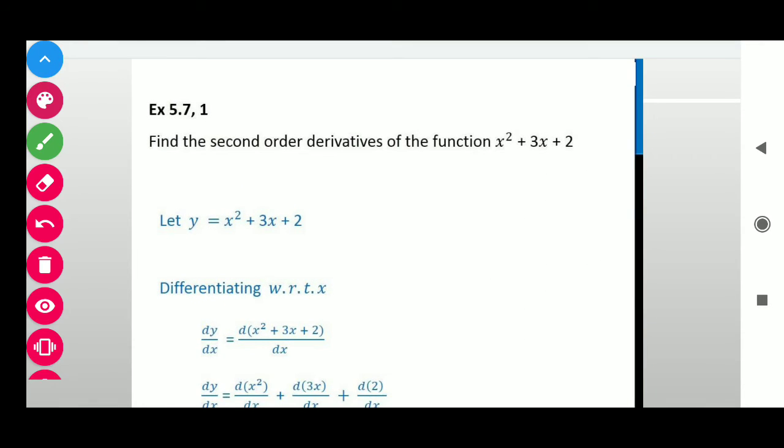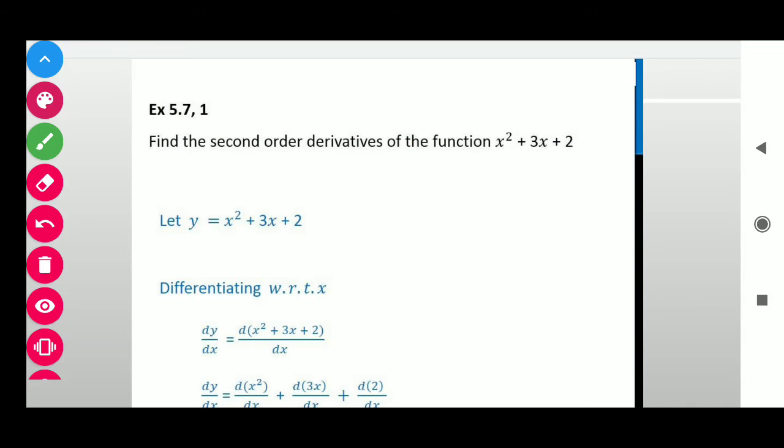Here we have exercise 5.7 and question number 1. Find the second order derivatives of the function x squared plus 3x plus 2. Students, this topic is similar to what we have done previously. But here you have to notice just one thing. If they ask to find the derivative 2 times, then you have to do the derivative 2 times. Okay? With the same formulas, with the same rules.